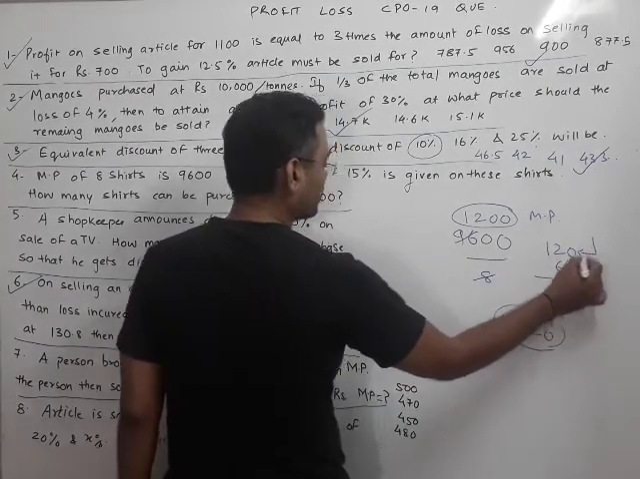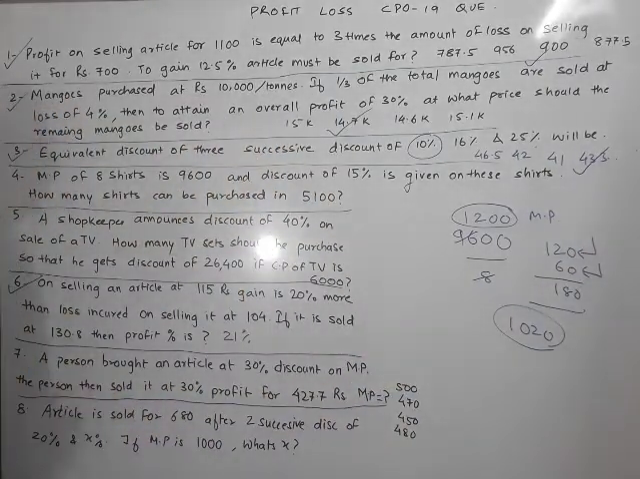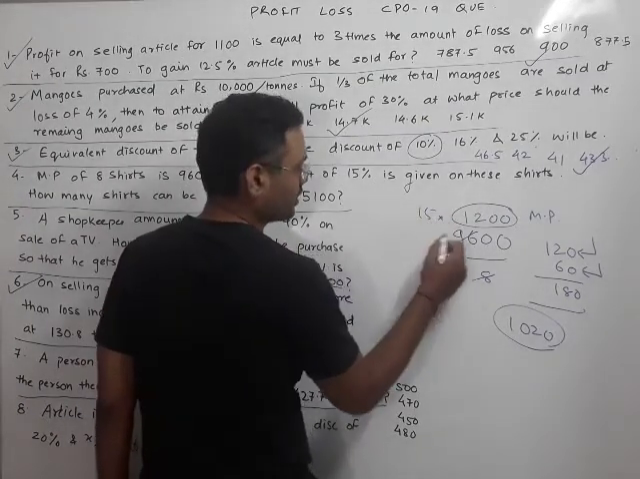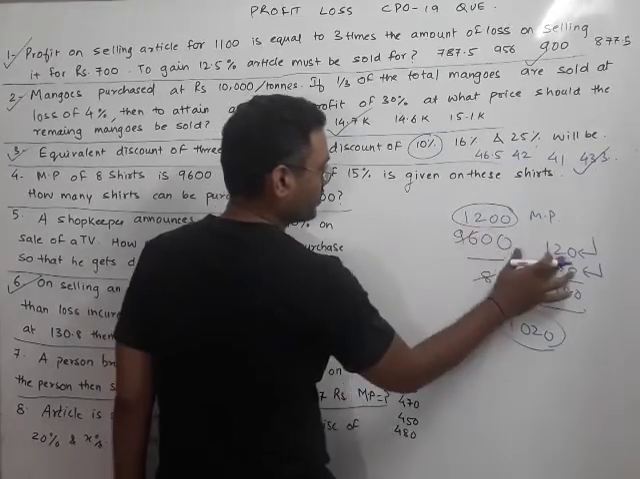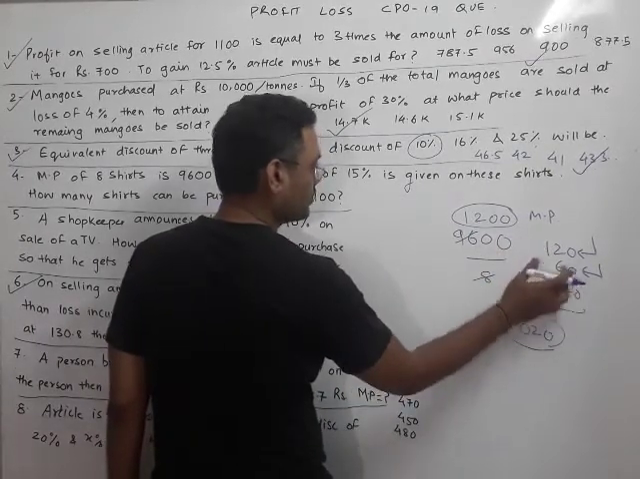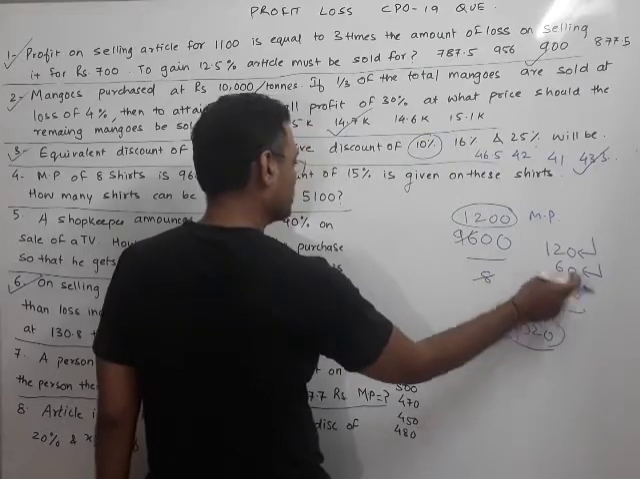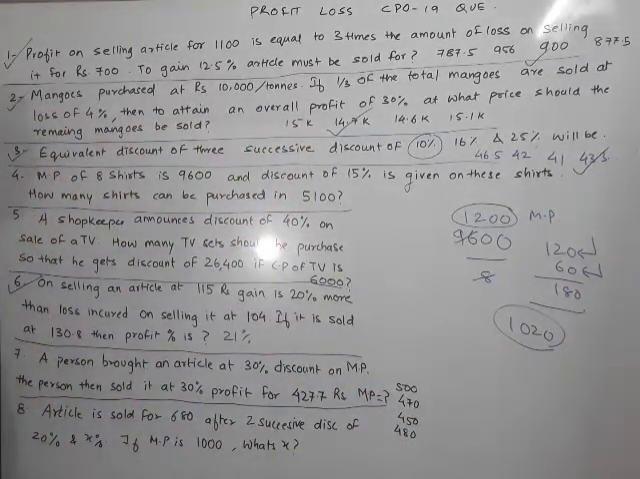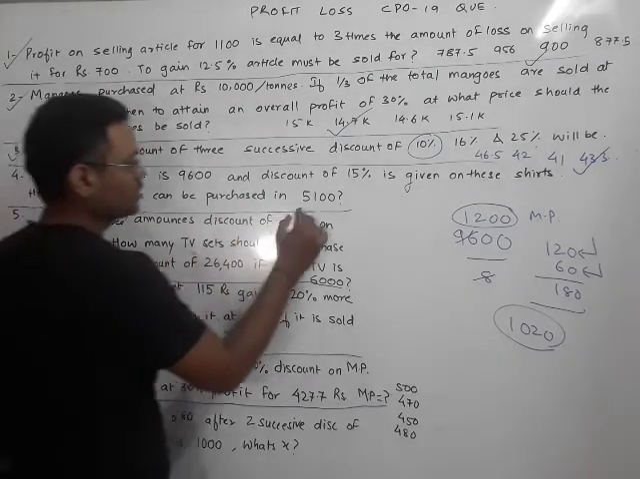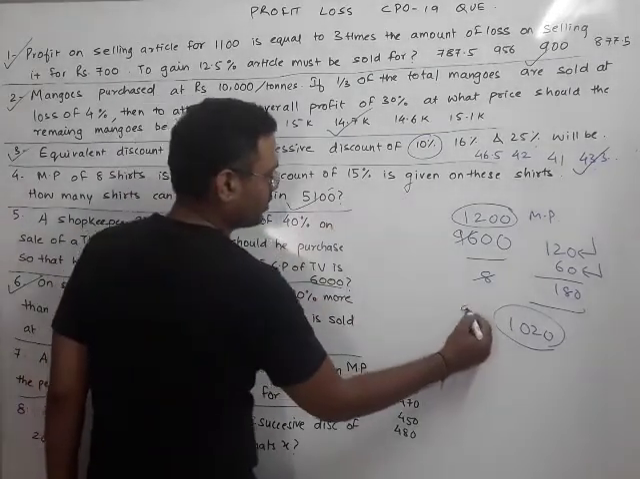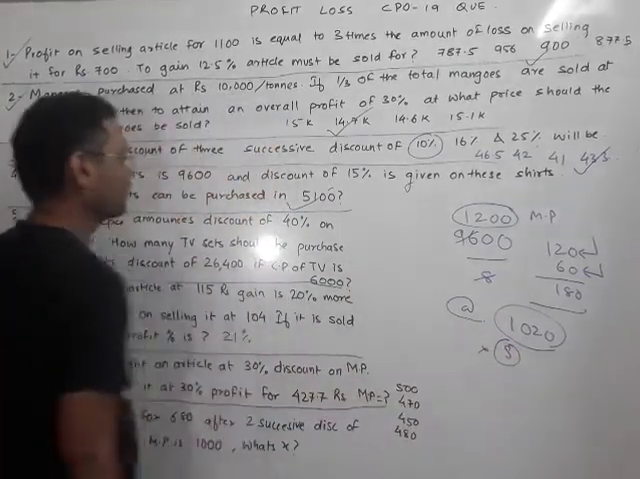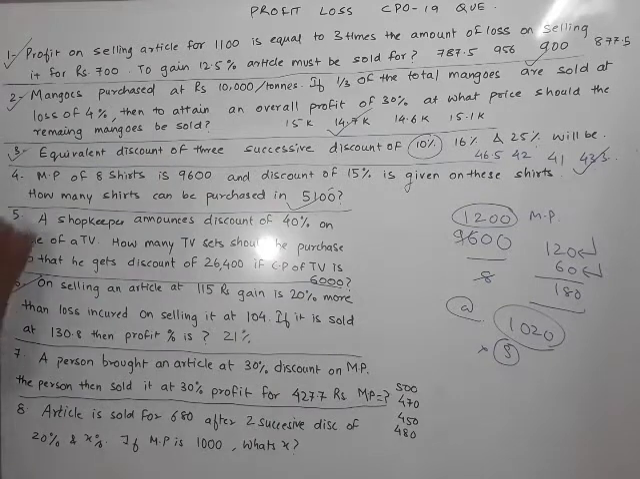You have to inculcate this within you, that if someone has asked me 15% of this, I don't need to multiply it. I know that I can do it. 10% is 120, 15% means 5% is half of it, 60. Total is 180. If I subtract from it, it is 1020. Now it is asking how many shirts can be purchased in 5,100 at the rate of this. So I think it is 5, a multiple of 5. Okay, next one is also very simple.